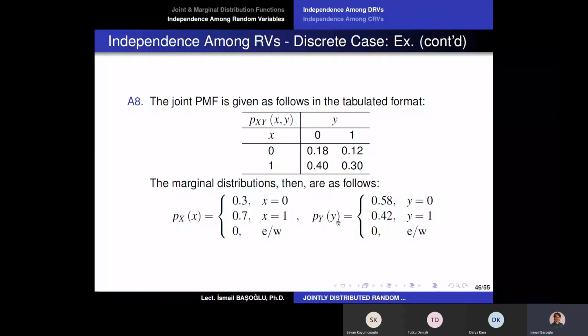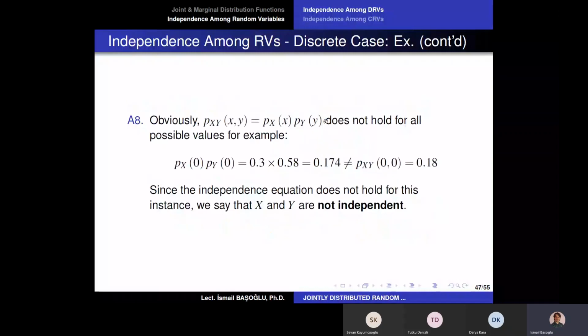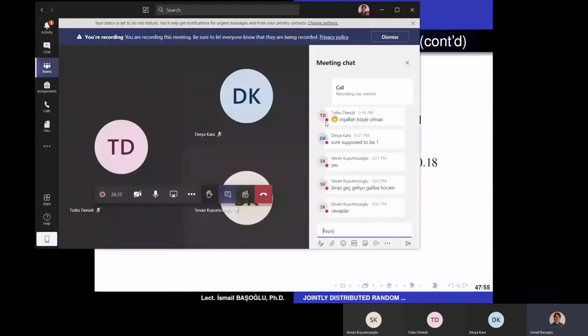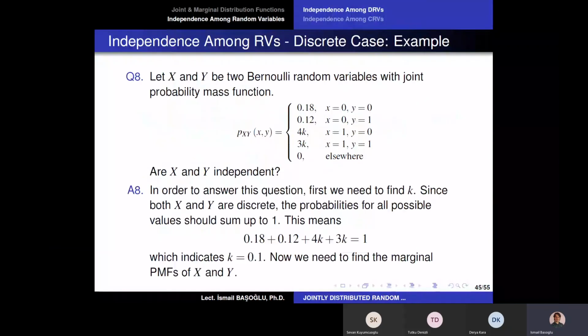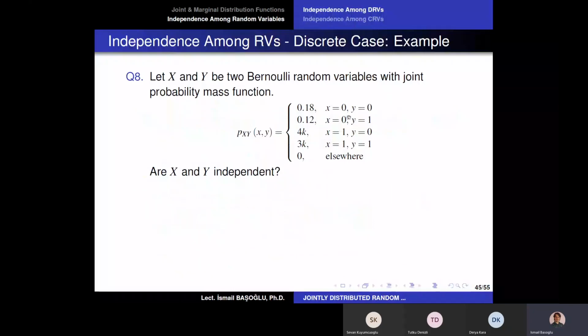And the marginal probability mass function for y, for value of 0, it is 0.58, and for value of 1, it is 0.42. So I have determined the marginal probability mass functions and the joint probability mass function. Now, all I need to do is this. I need to check if this equation is true for all possible values of x and y. How many possible values do I have? There are 4, right? So there are 4 possible combinations here. I need to check 4 corners if this is true or not.